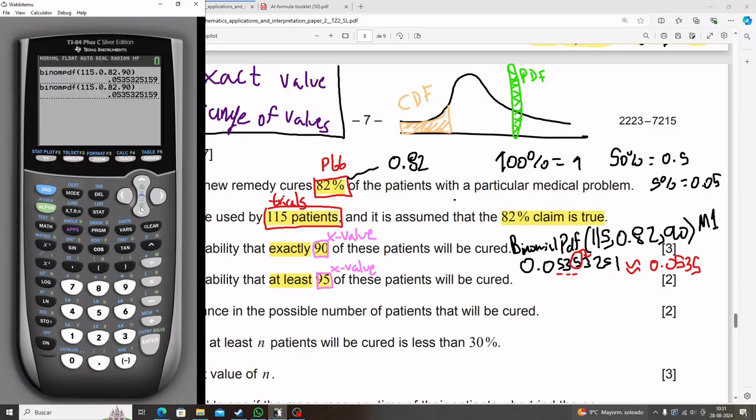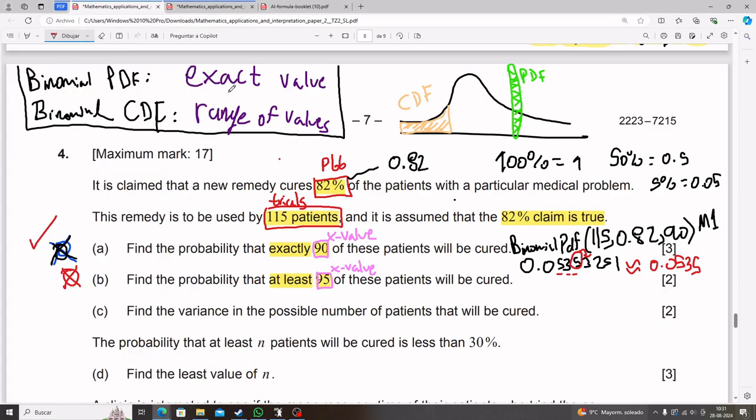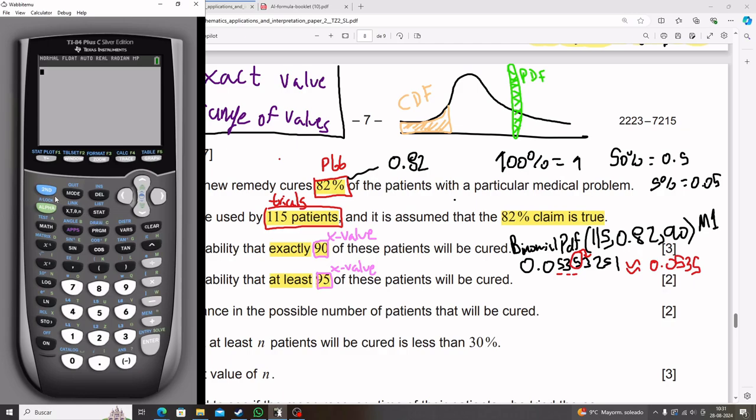Now, this guy online told you that PDF is for an exact value, CDF is for a range of values. We're talking about at least, so you're thinking, oh yeah, this is a binomial CDF, see? And so what half the world does is that they go to CDF, they put 115 for trials, they put their probability, and then they put the X value. They go ahead and press enter. They put this under as their answer, and it's actually wrong.